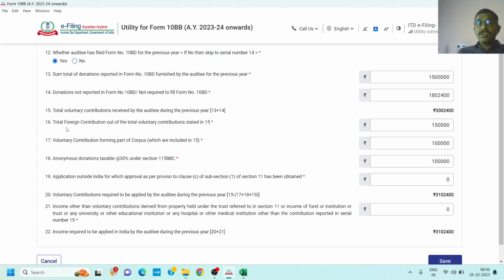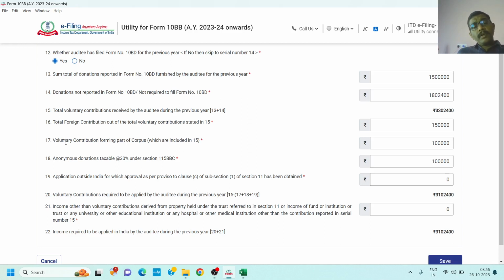Why is it incorrect? Because Form 10BB does not apply when there is a single rupee of foreign contribution. Form 10B applies in the scenario where you have received a single rupee of foreign contribution. So, if you are disclosing any amount of foreign contribution out of voluntary contribution in serial number 16, then you are indirectly accepting that you should have chosen Form 10B, but you have not chosen Form 10B, you are filling Form 10BB. So, please be very careful while selecting this particular clause.